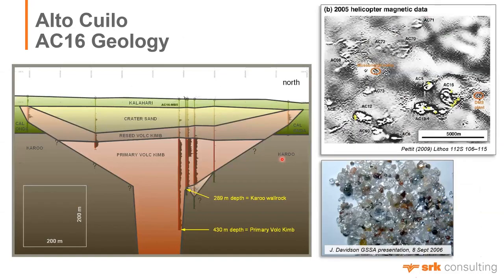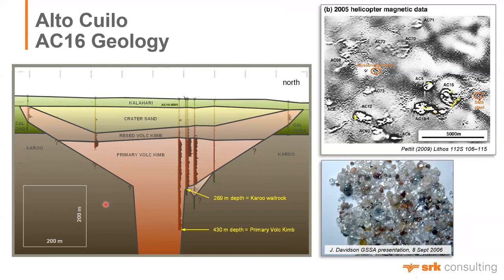So we jump to the southwest of Katoka to a project called Altuquilo. Here's just one cross-section from a kimberlite called OC16, Altuquilo 16. It's a very big kimberlite because it has a similar structure to Katoka. There's Kalahari sand sitting over the top, about 40 or 50 meters of that. Then there's crater-filled sand, that's waste. There's some resedimented volcaniclastic kimberlite. And interestingly enough, also interpreted a fairly horizontal upper surface to what is called primary volcaniclastic kimberlite.